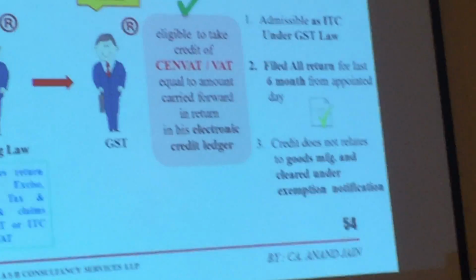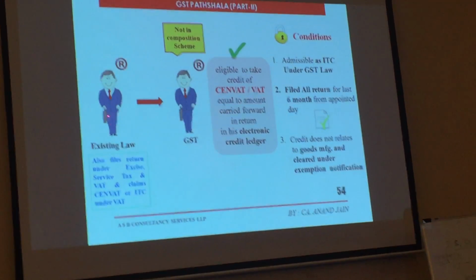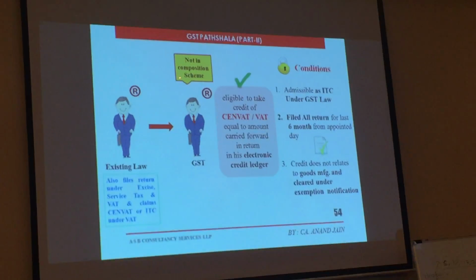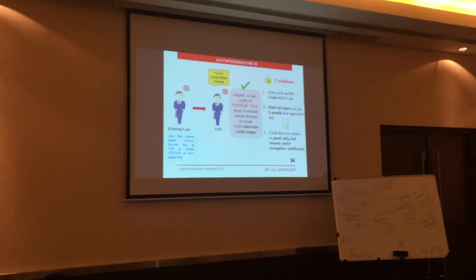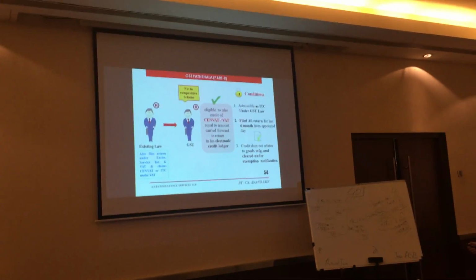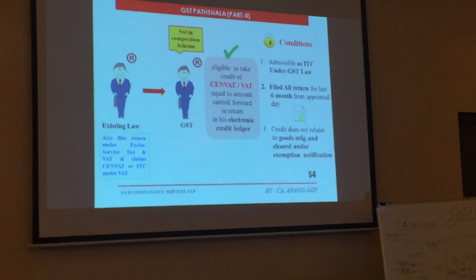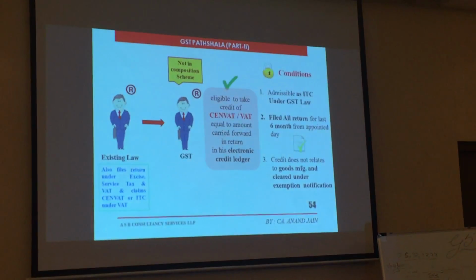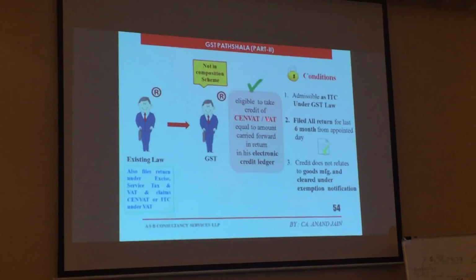And this is for transitional provisions from existing law to GST. If you are registered under the existing law, and in GST you are also registered, then you can take the credit brought forward of either SENVAT or VAT, provided all three conditions are fulfilled. You should have filed all your previous returns of at least 6 months. Compliance should be in place so that you can take the credit forward.